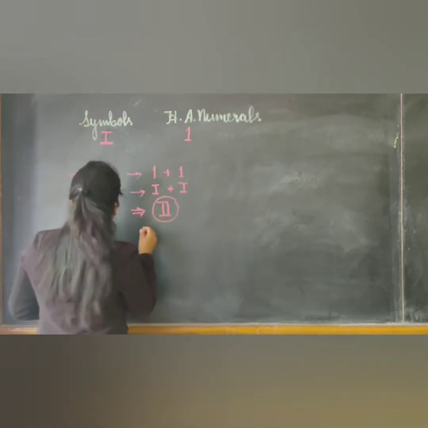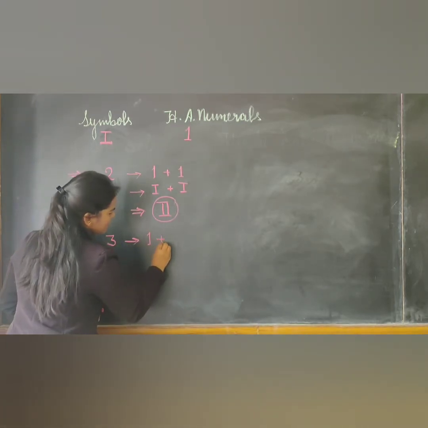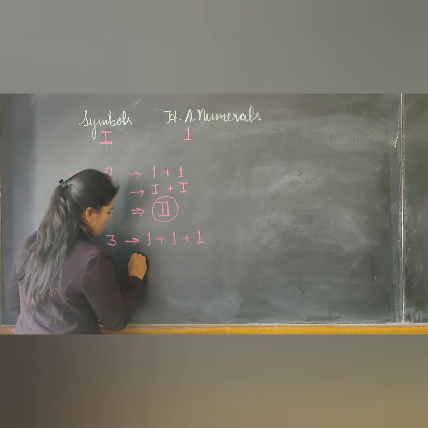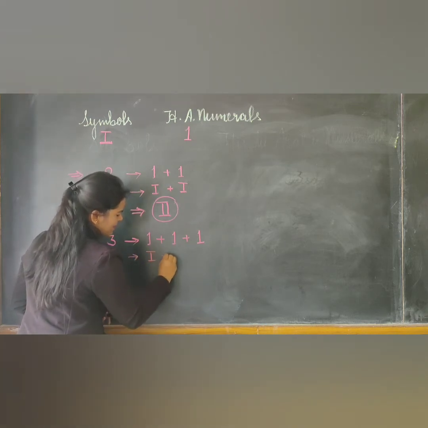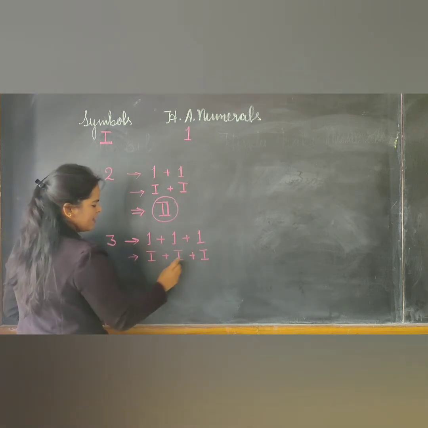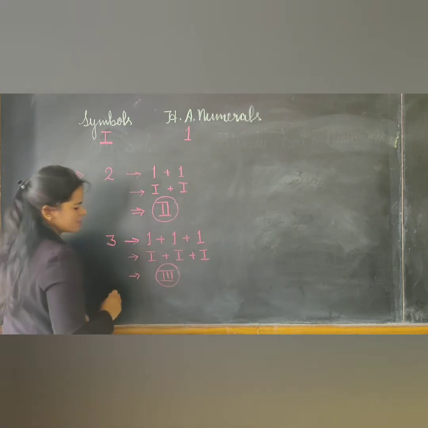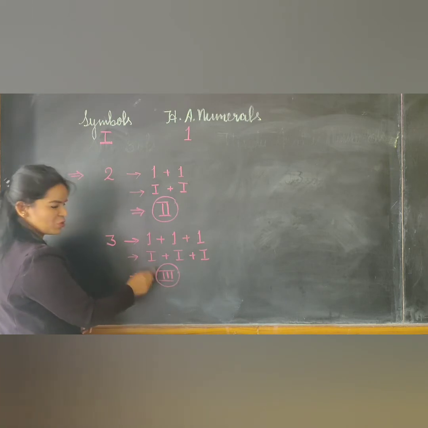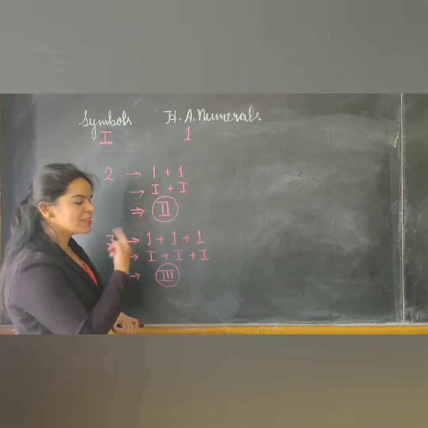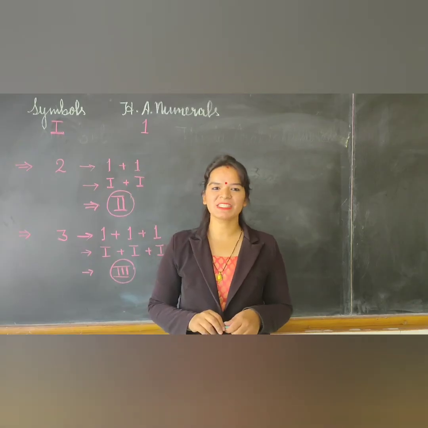Like that, we can do for 3. For 3, how? We can get 3 by 1 plus 1 plus 1. You know that, right? Now, what is used for 1? I, then again I, and then again I. So it makes III, and this is 3 in Roman numerals. So like that we form Roman numerals with the help of basic symbols, like I. Now the next number is 4.